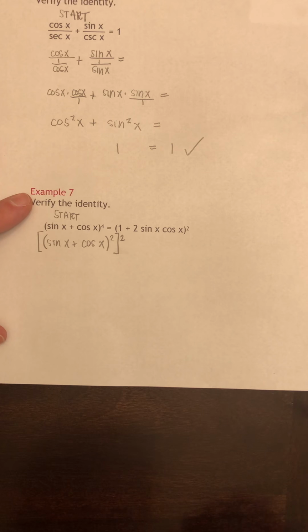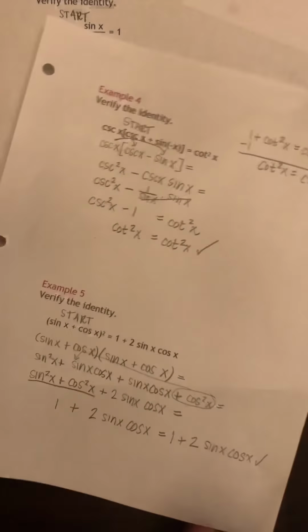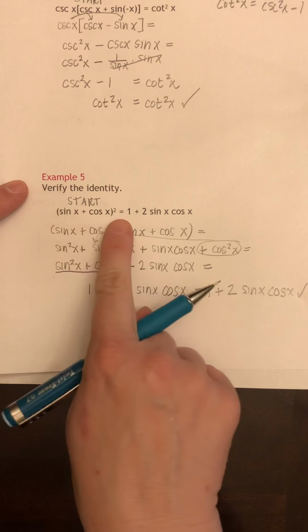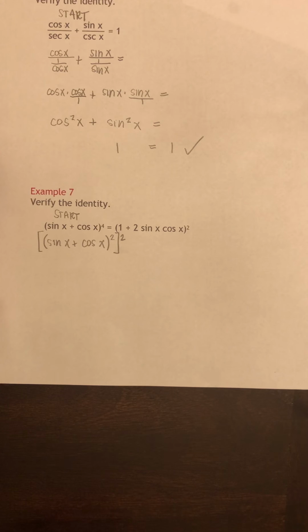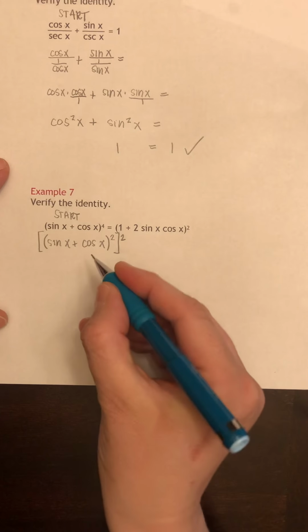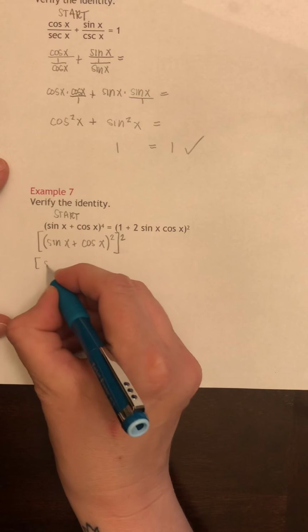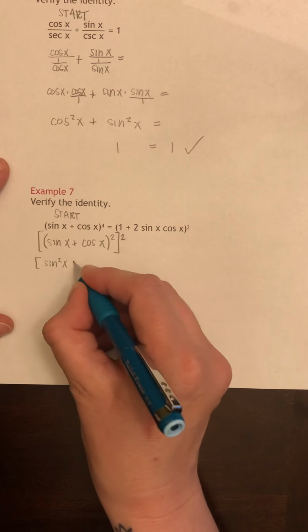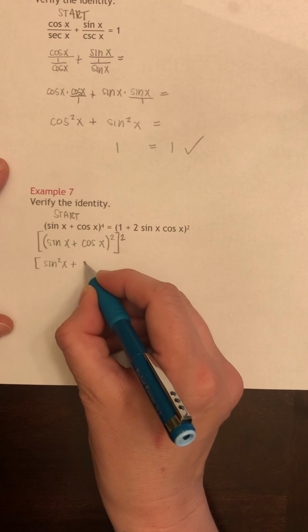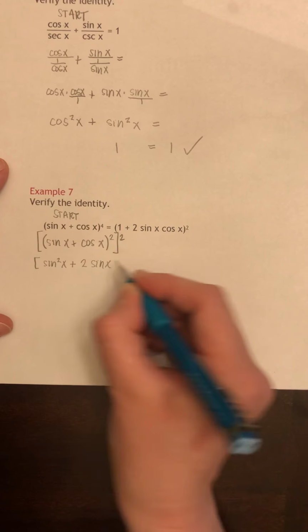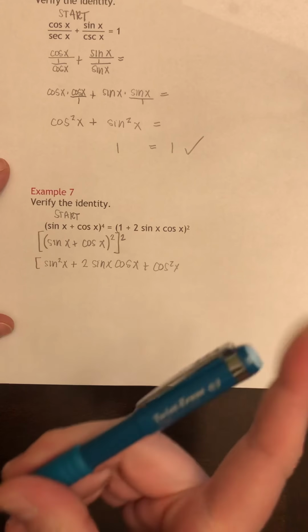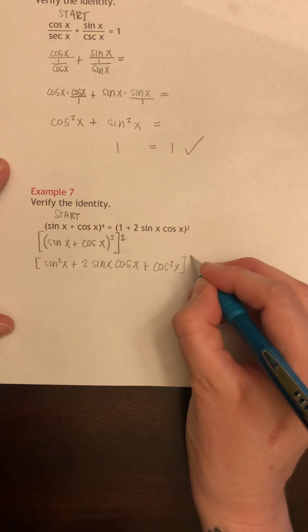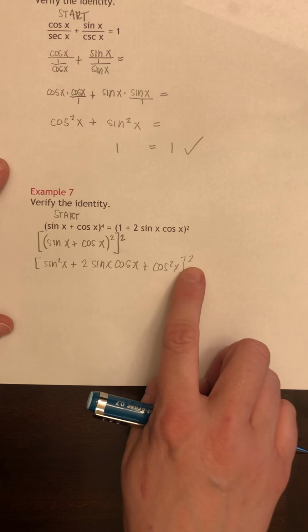Now, why would I be doing that? Well, if you remember in example 5, we actually already did a problem almost identical to it. We did the sine x plus cosine x squared. Remember what we did? We FOILed that out. So we had sine squared x, outer and inner terms were like terms, which turned into 2 sine x cosine x. Last was cosine squared x. So we have all of that, but yet we still have this outside exponent of a 2.